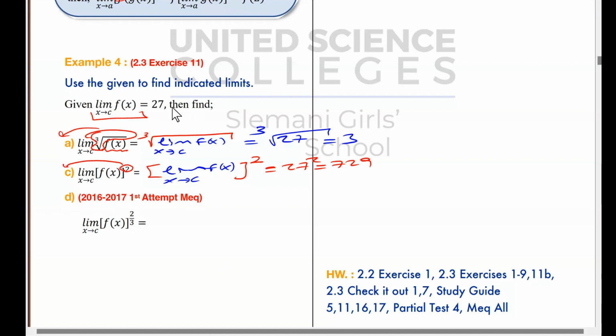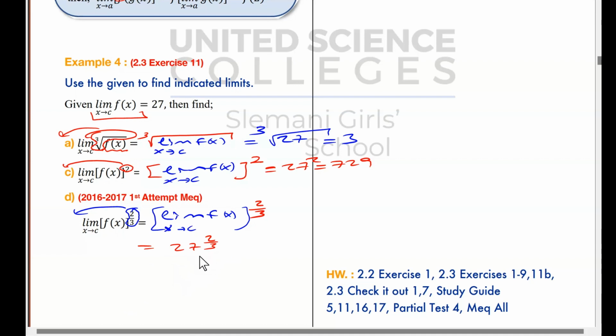This is the same exercise question, and it was asked in a ministry exam question also. Same idea here. The power is 2 over 3. Pull this out. Simplify this, isolate this limit, limit as x approaches c of f of x. Get it alone and pull this exponent out. Use it as an exponent of the limit. You know what this limit is? Its value is given as 27.